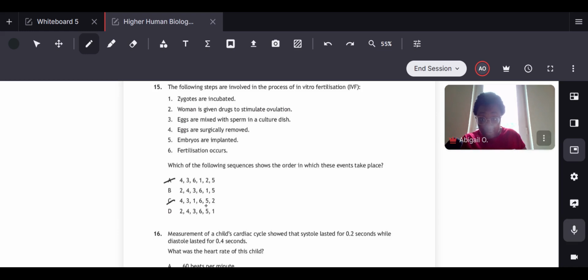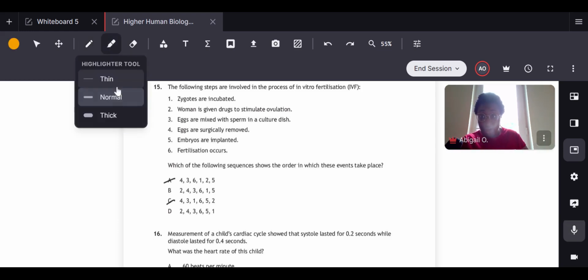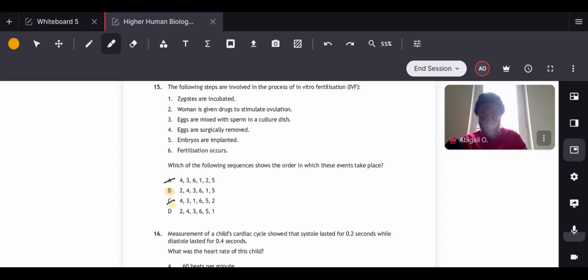Step 5 is that embryos are implanted. Step 1 is zygotes are incubated. So we have to incubate the zygote before we can implant it. So 1 has to come before 5. Therefore, the answer is going to be B, which means the process is woman is given drugs to stimulate ovulation. Eggs are then surgically removed. Eggs are mixed with sperm in a culture dish. Fertilization occurs. Zygotes are incubated, and then the embryos are implanted.